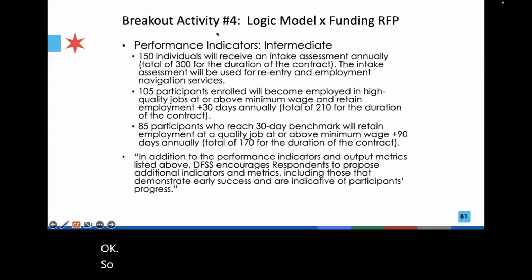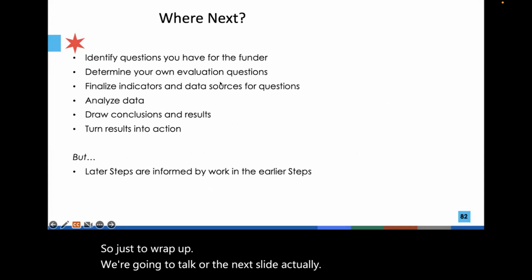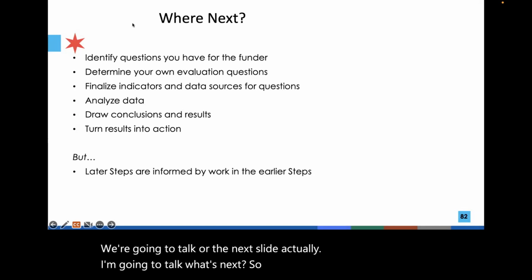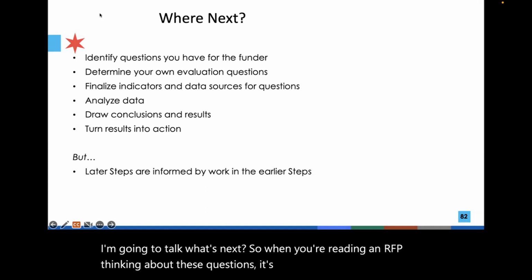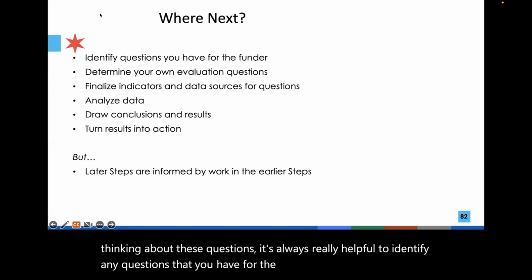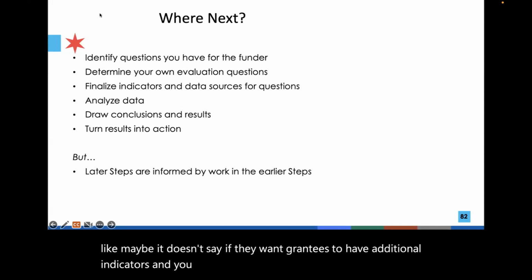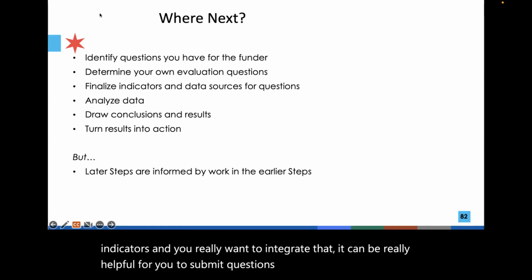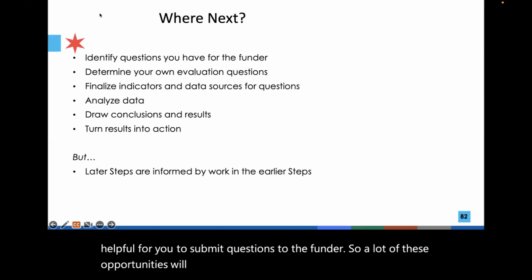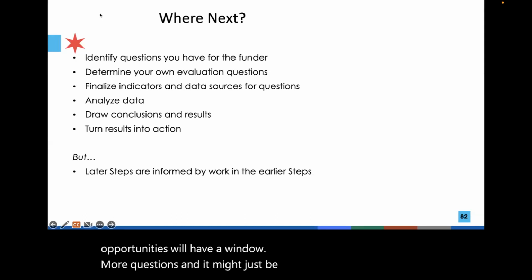So just to wrap up, I'm going to talk about what's next. When you're reading an RFP, thinking about these questions, it's always really helpful to identify any questions that you have for the funder. So say maybe it doesn't say if they want grantees to have additional indicators and you really want to integrate that, it can be really helpful to submit questions to the funder. A lot of these opportunities will have a window for questions, and it might just be a week or 2 weeks. It's typically pretty short.